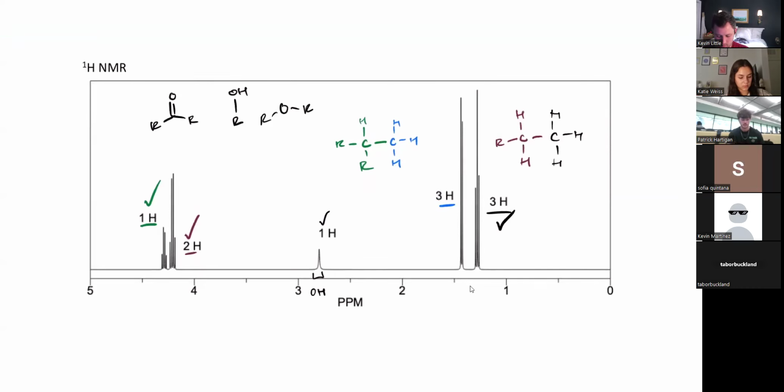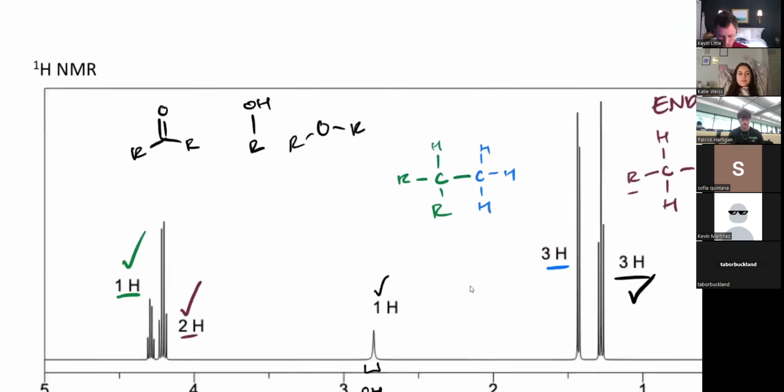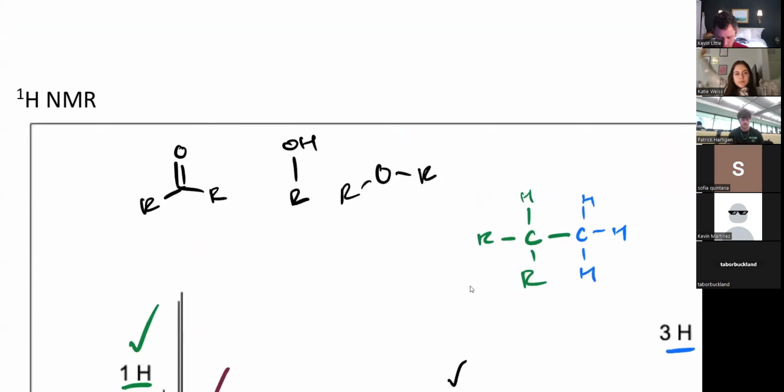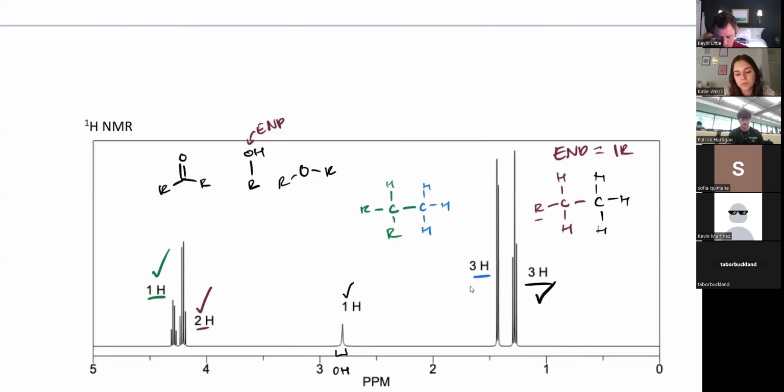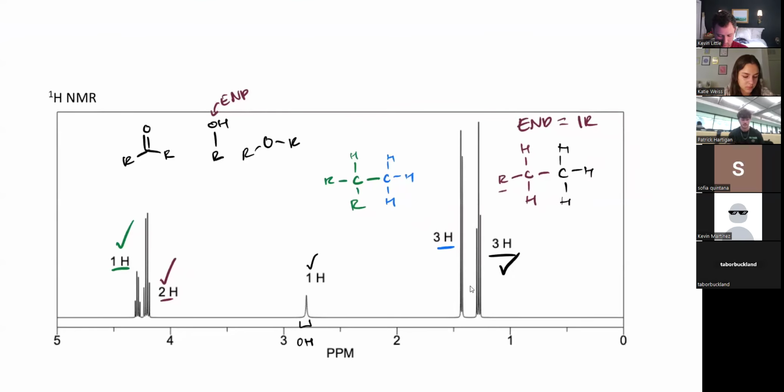Okay. When I start piecing things together, I like to think in terms of end pieces. I know this is an end piece because there's only 1 R group on it. That makes this OH an end piece. So I have 2 end pieces and 3 pieces with 2 R's in them that are my middle pieces.